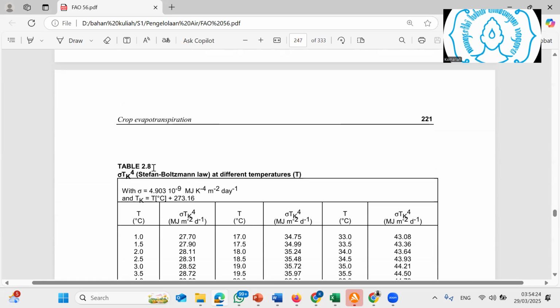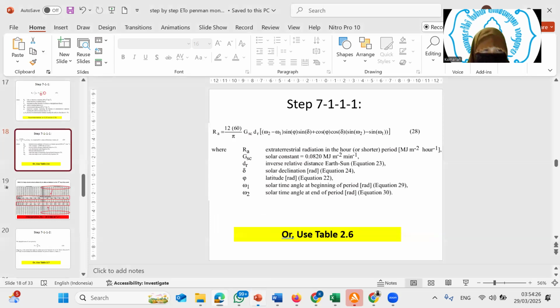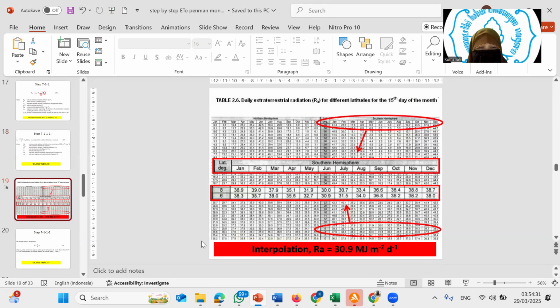So I searched for table 2.6 and I found it here. I will send you the file of table 2.6. Table 2.6 is the daily extraterrestrial radiation. You can see in the table, the information given is northern hemisphere and southern hemisphere, and then the month, and then this is the latitude.